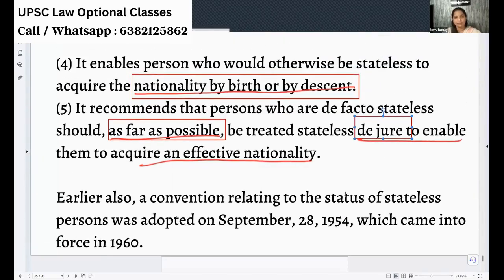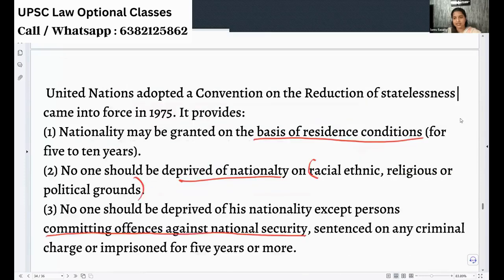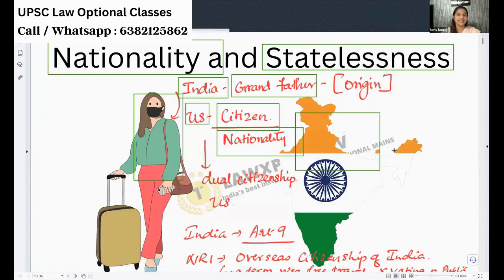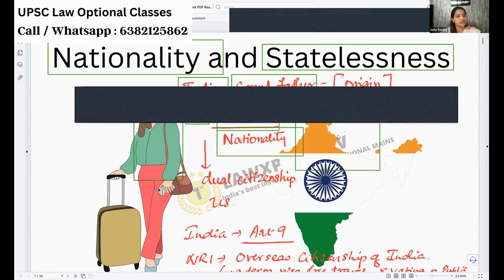Okay. So we have completed today's class about nationality and statelessness. Next class, we will be meeting and discussing asylum and extradition. So if you have any doubts, you can ask me. If you don't have any doubts, we can wind up.